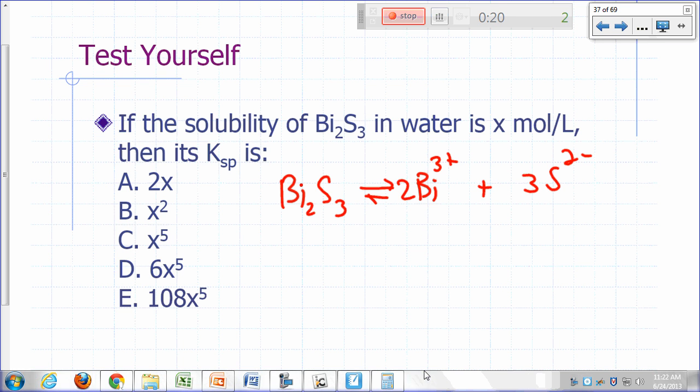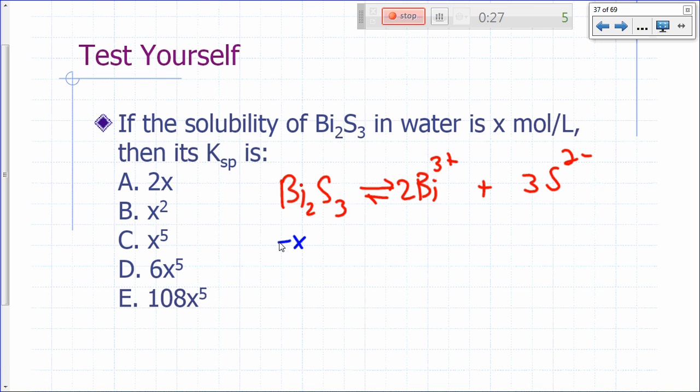So if I lose X moles per liter, okay, so I'm going to lose X moles per liter of that, so I'm going to make 2X moles per liter of this. And how much of this will I make? 3X moles per liter. So at equilibrium, I'll have 2X of this and 3X of that.